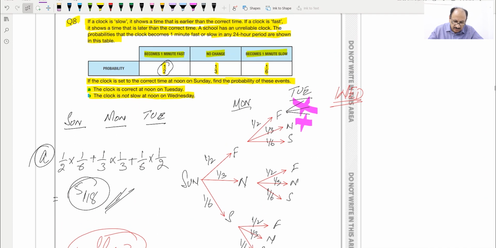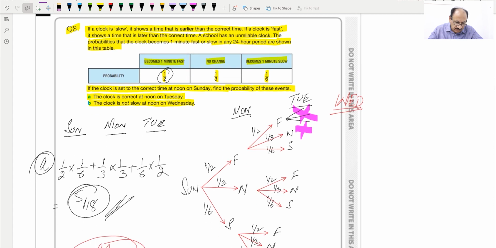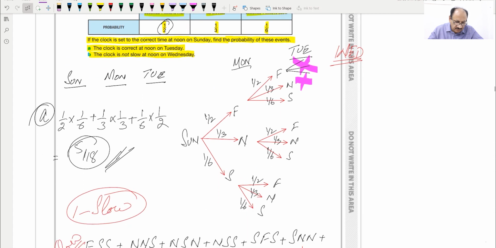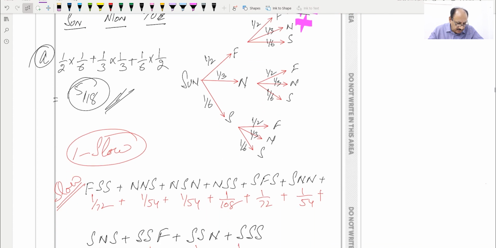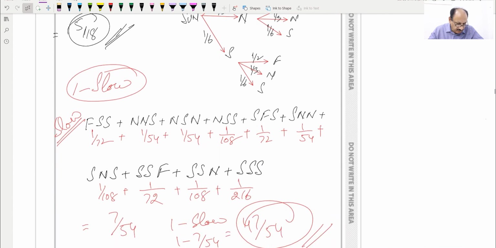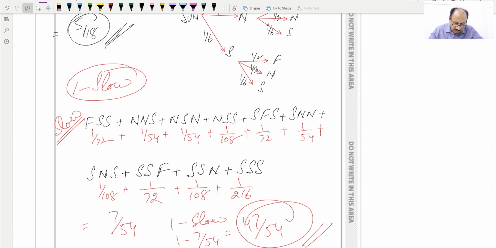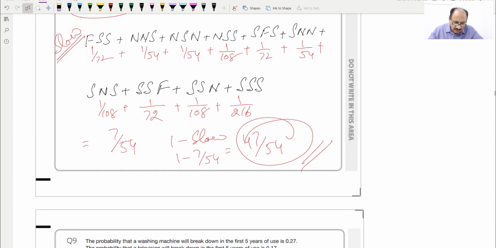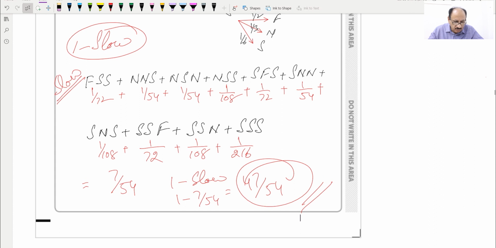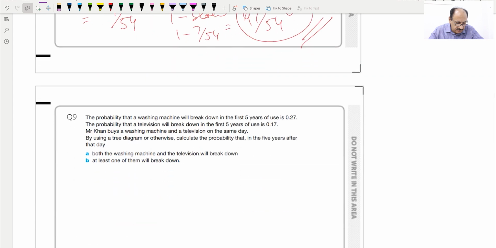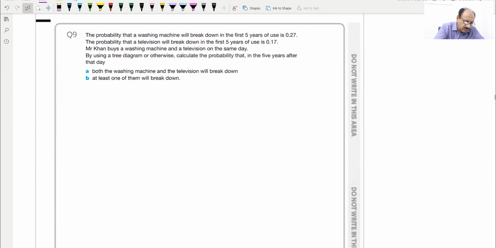And this was a little tricky question. This is a tree diagram. First of all, we have drawn the tree diagram where I have shown the probabilities. Then A part was simple. We need to check for different options. There were 3 options for correct time, and then B part they were asking for not slow, so we have taken the complement, 1 minus slow, and this is the answer. Hopefully you understood this. Now we can move to the next question, and next question is question number 9.